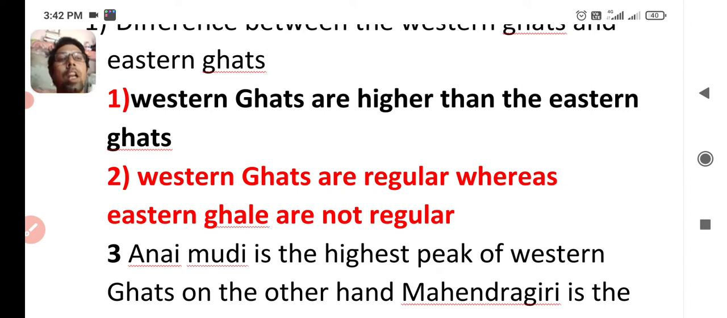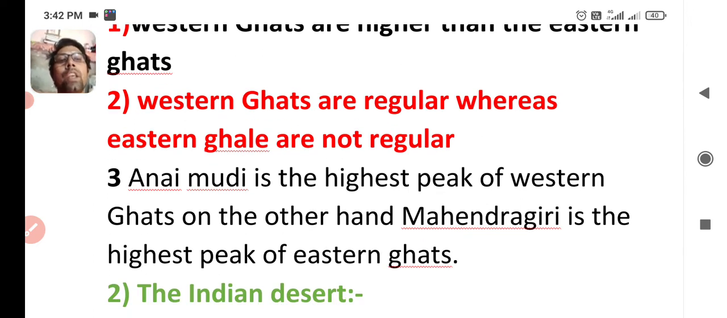And the third point, Anaimudi is the highest peak of Western Ghats. On the other hand, Mahendragiri is the highest peak of Eastern Ghats. I think you got all 3 points of difference between Western Ghats and Eastern Ghats.